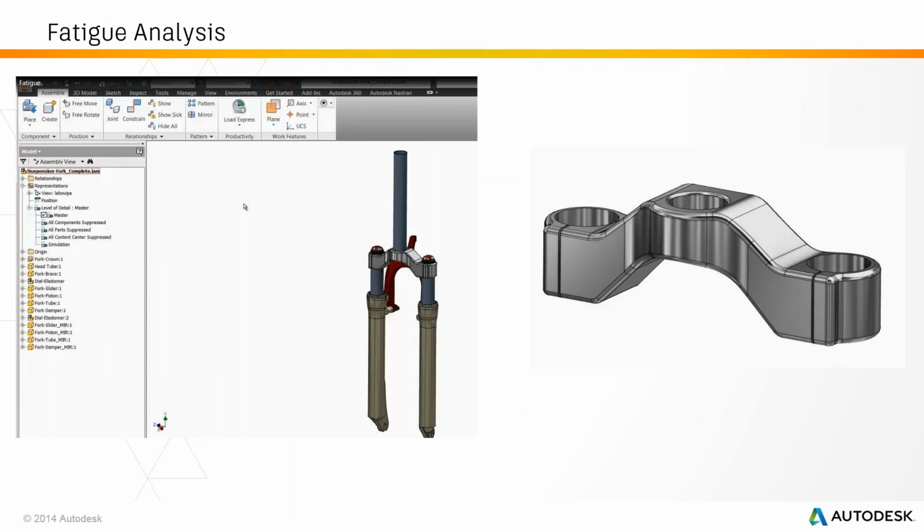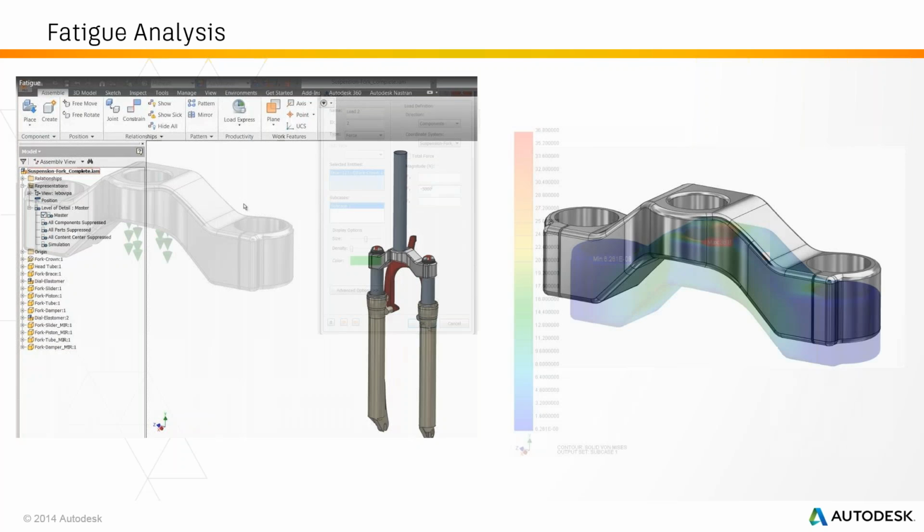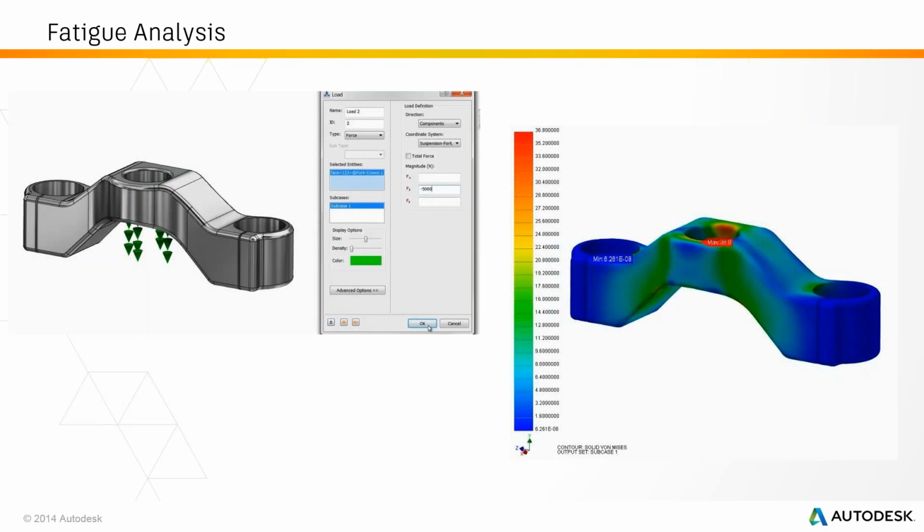In the next example, we can look at fatigue. So this is a sort of suspension assembly for a bike, and there's a fork brace made from aluminium, which takes a lot of the load, and the loading can be quite cyclic as the suspension moves up and down. So we want to check that it performs okay.